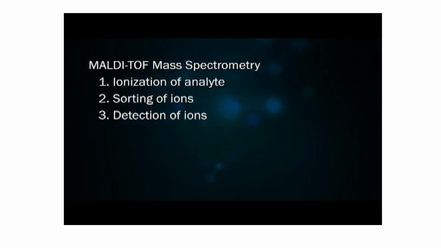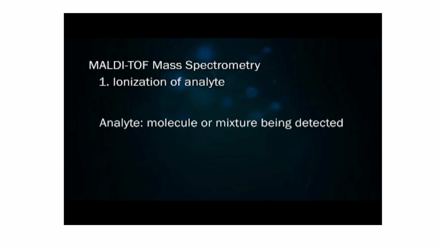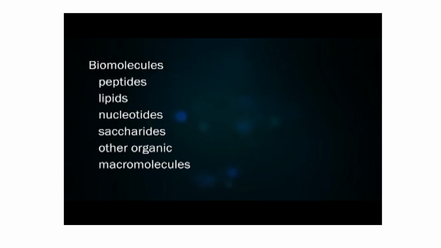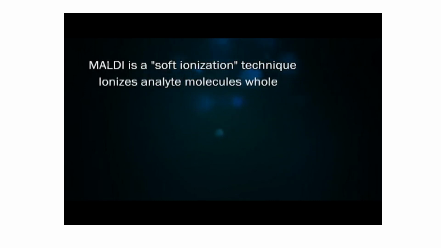Like any form of mass spectrometry, the MALDI-TOF process first involves ionization of the analyte molecule. The analyte is the molecule or mixture that's being analyzed. MALDI-TOF is best suited to analyzing biomolecules like peptides, lipids, nucleotides, saccharides, or other organic macromolecules. Because they're so large and can decompose when heated, traditional ionization techniques like electron impact will fragment or destroy macromolecules. MALDI is considered a soft ionizing technique that ionizes analyte molecules whole.